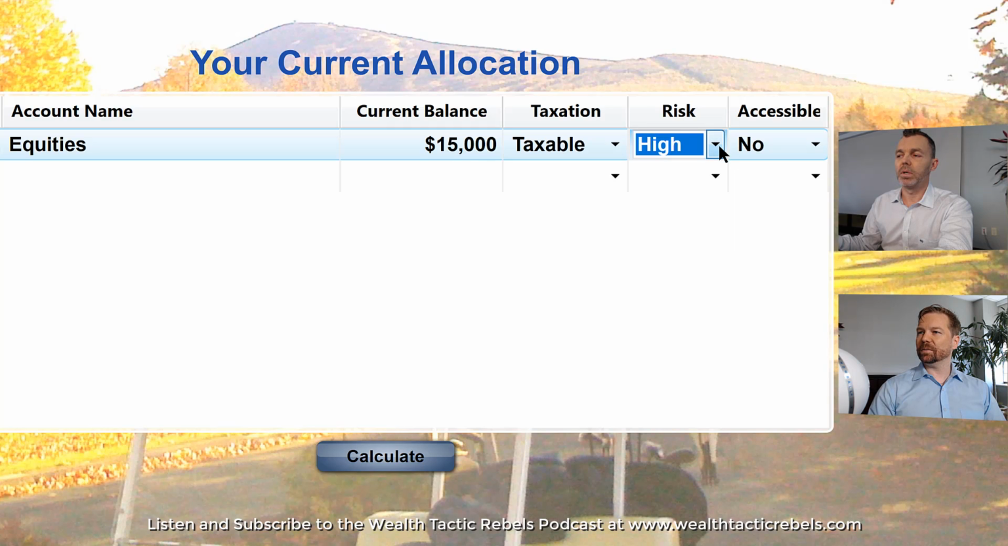Those are individual securities? Yeah. All right, so individual securities, because they're individual companies that can go out, we would call that high risk. And then accessible, meaning you can get to it without paying taxes or penalties? No. Okay, you've got to pay taxes for sure. Yeah, definitely have to pay taxes.